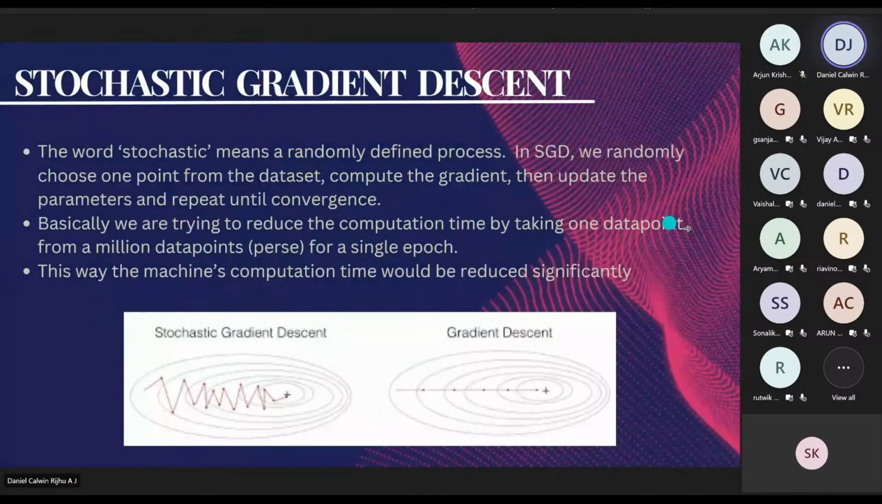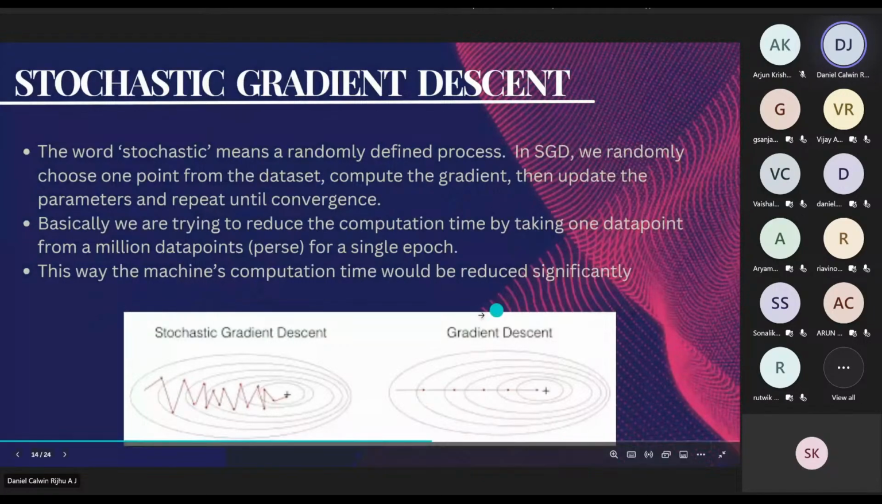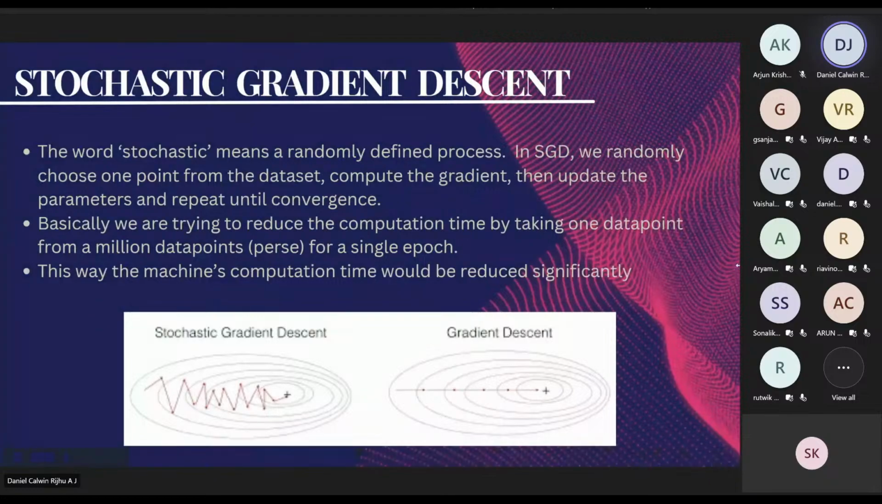Yeah, so I'll go through stochastic gradient descent once more. The word stochastic means a randomly defined process. And to understand it better, we'll take an example. Let's say we have 10 parameters. In a normal gradient descent or vanilla gradient descent, for all the 10 parameters, we'll be calculating their corresponding gradient descent, and we'll be updating the individual parameters based on their corresponding gradient descents.